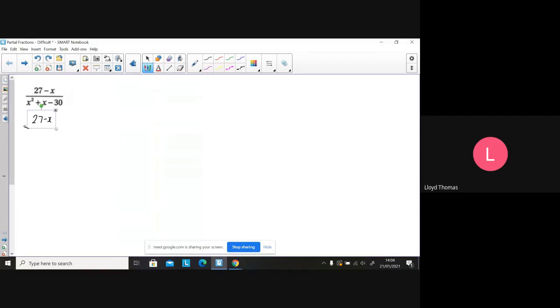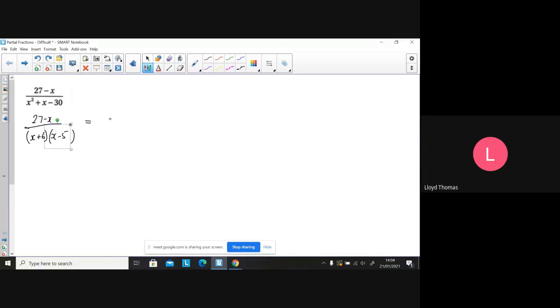Now, I've been having a few issues with my pen on here, so apologies if it's not as neat as normal. Then you have to factorize this in the bottom, which is going to be double brackets. If you were to factorize this correctly, it's x plus 6, x minus 5. I can do without that happening very often, bear with me.